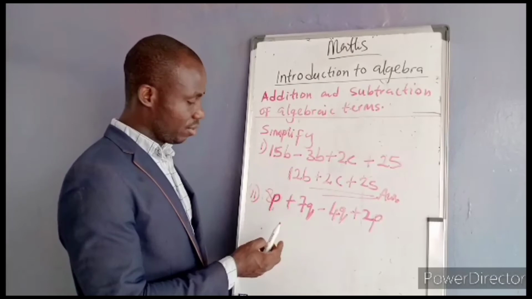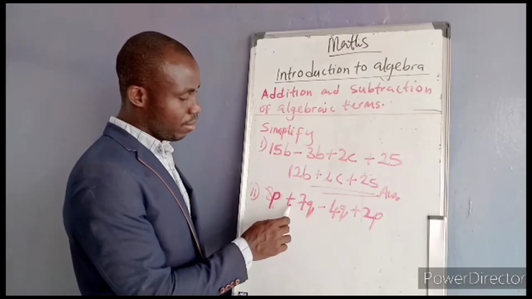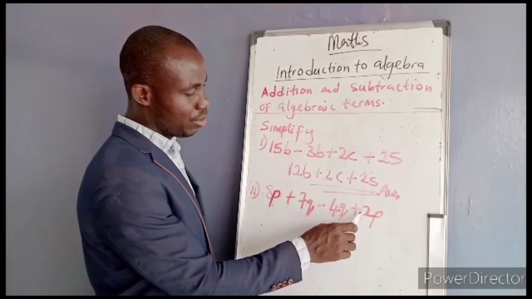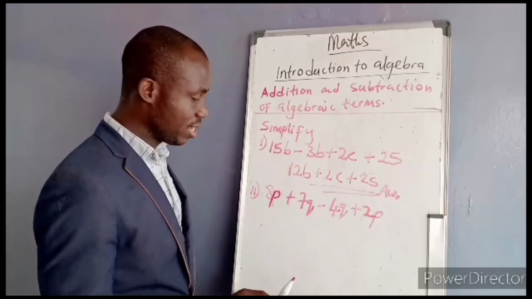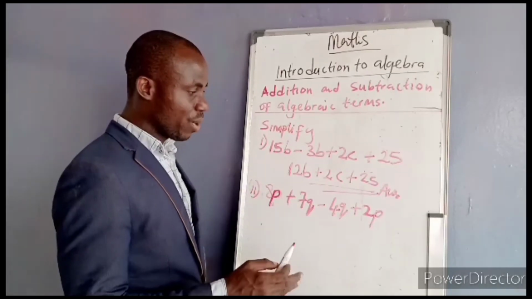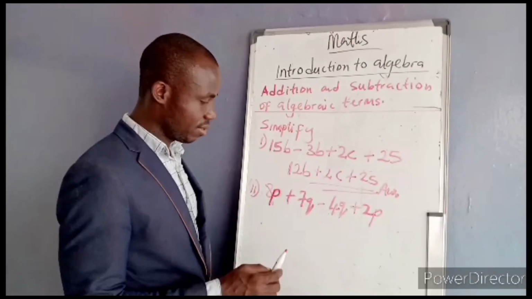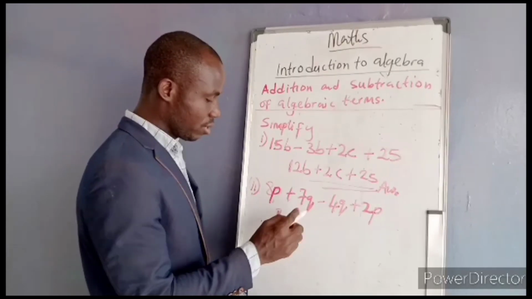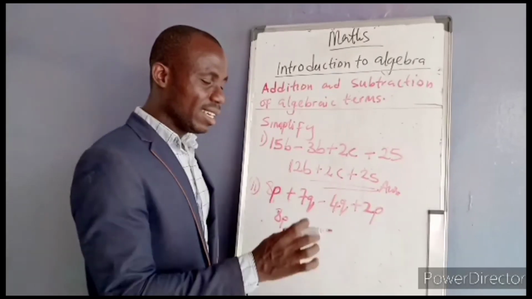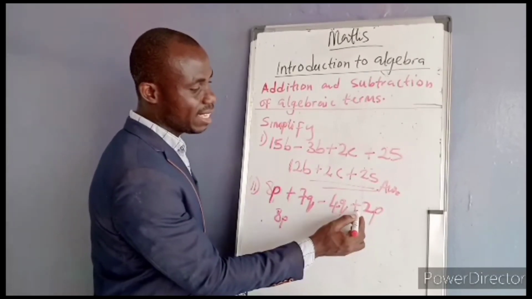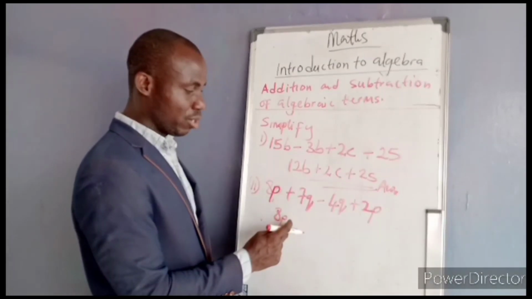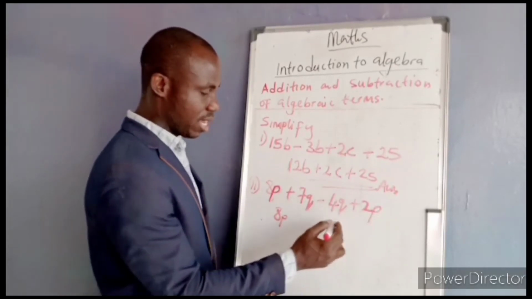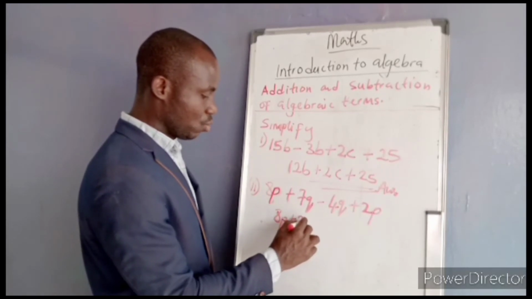Now, this is another question. We have 8p plus 7q minus 4q plus 2p. We have two different terms here, p and q. Now, we can first of all collect the letters that are the same together. That is 8p plus 2p. Remember, if you are collecting a number, it goes with its sign. The sign here is plus, so I pick plus 2p together. So here it becomes 8p plus 2p.